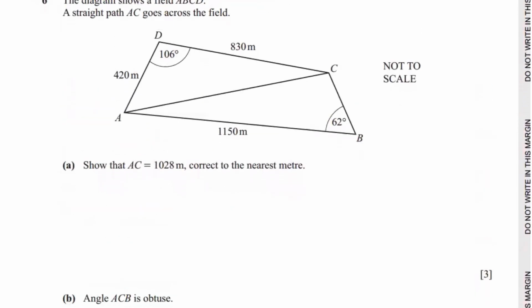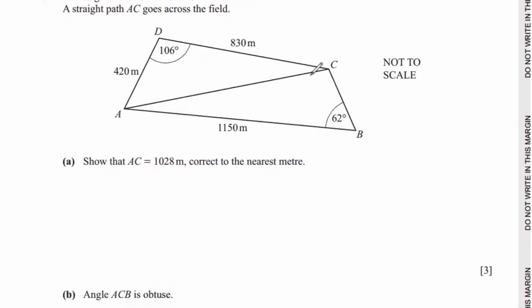Angle ACB is obtuse. Calculate angle ACB. Okay, so ACB is this one. We just found this length, which is 1028, so we have to find this angle. If you notice, we have a length and its corresponding angle, and we need to find another angle, which meets the condition for the sine rule. If you have a complete set of length and angle, then you can easily apply the sine rule to find a missing angle or missing length.